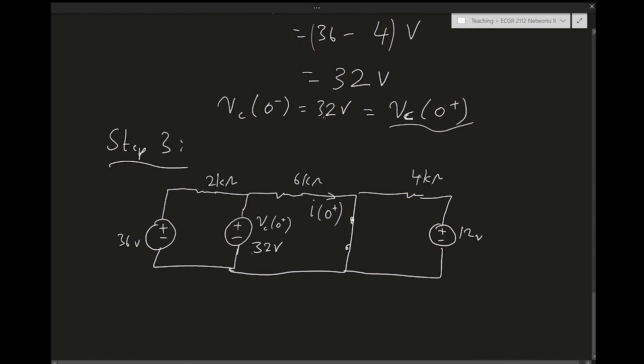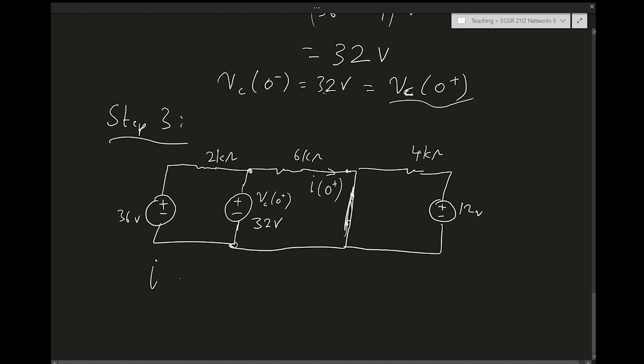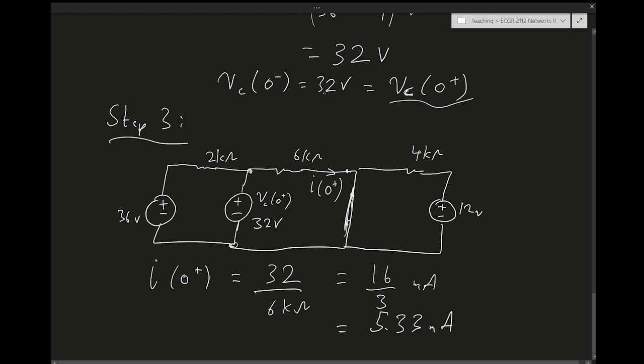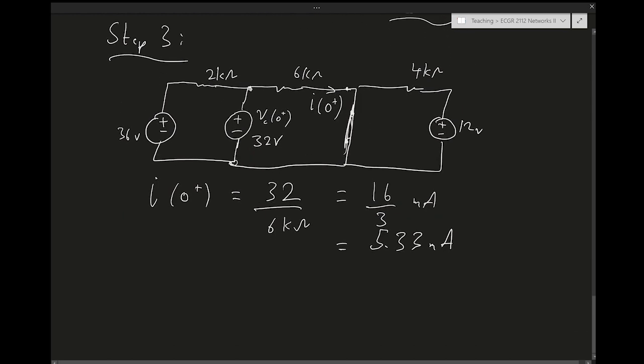Okay, clearly this 32 volts applies directly through this short on the 6 kilo ohm resistor. So that tells me that I0+ equals 32 over 6 kilo ohms. That equals 16 over 3 milliamps, which equals 5.33 milliamperes. Okay, that's step 3.